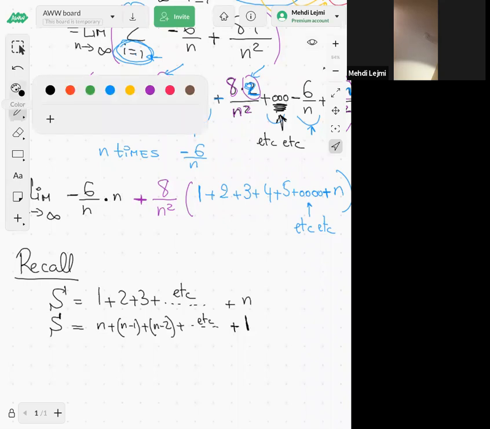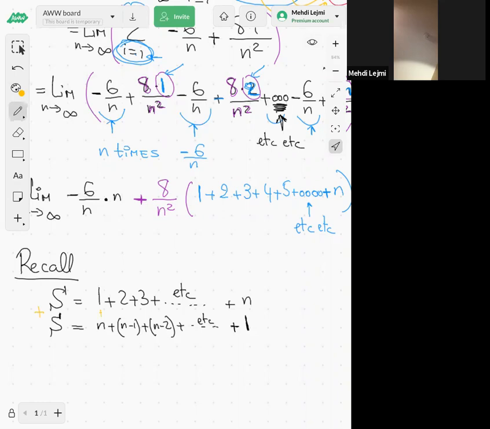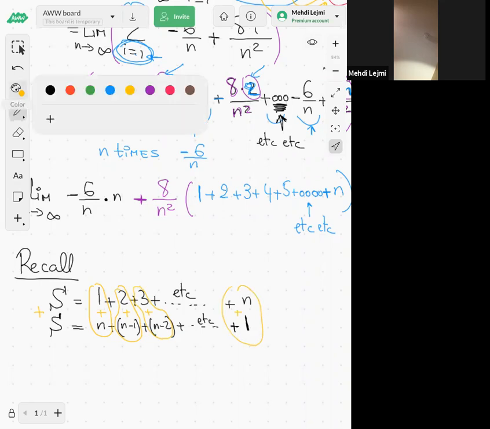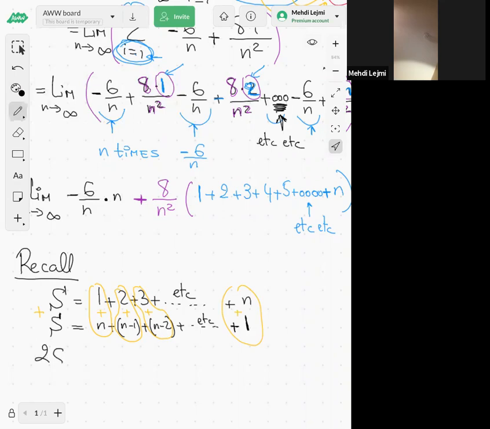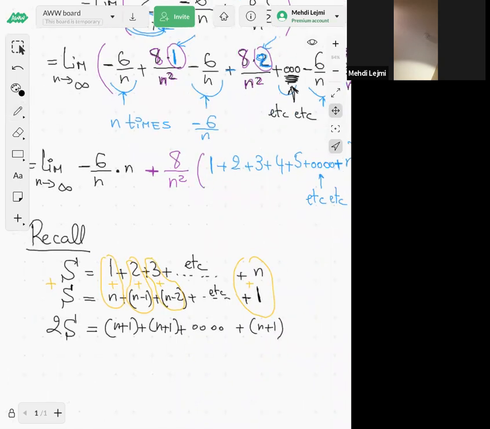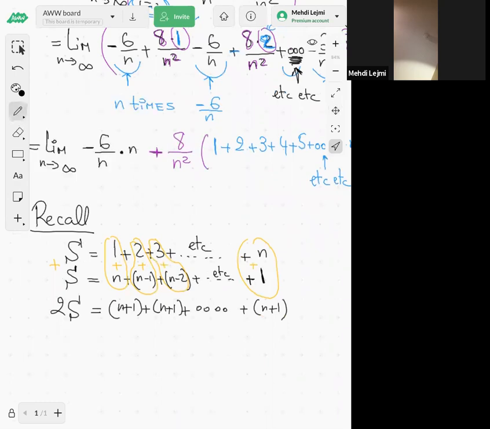And we said if you take the sum, so it's a plus here, plus here, plus here. So 1 plus n, that would be n plus 1. 2 plus n minus 1, that's n plus 1, right? Et cetera. So this is a sum, S plus S, that's 2 times my sum, equal to n plus 1 plus n plus 1, et cetera, plus n plus 1. And we said we're going to have n times n plus 1.